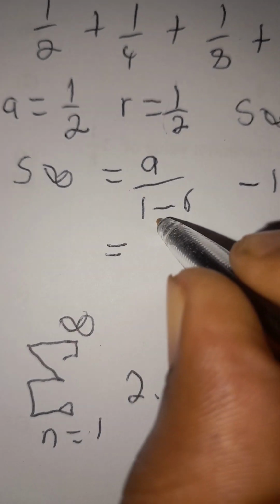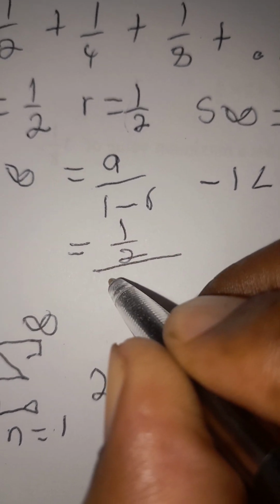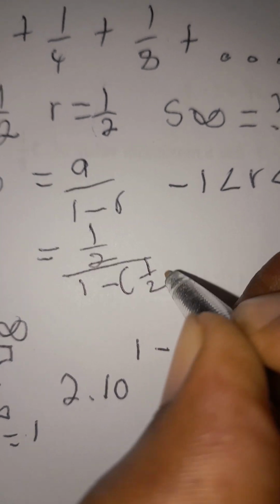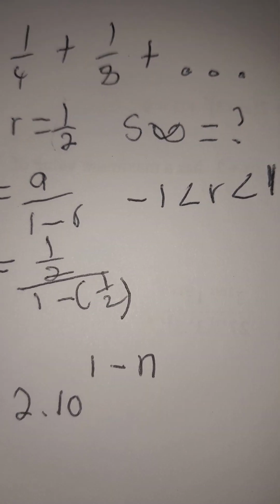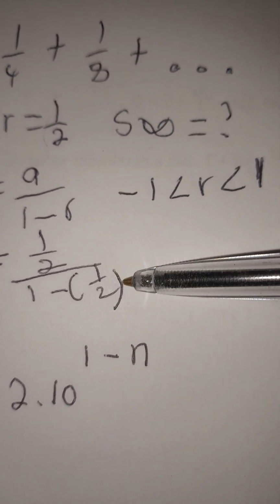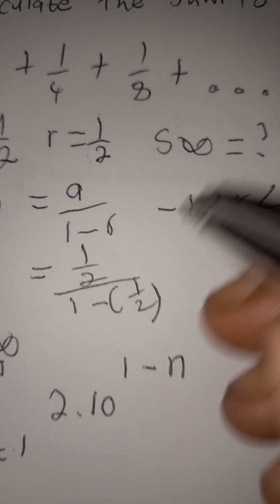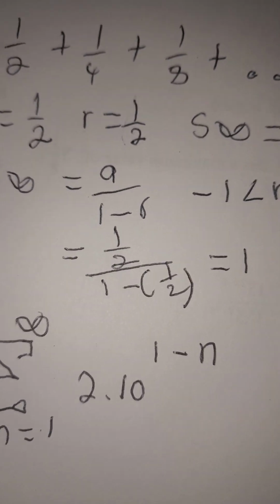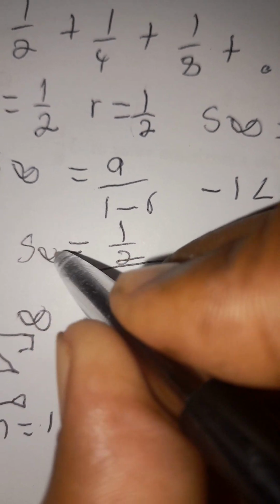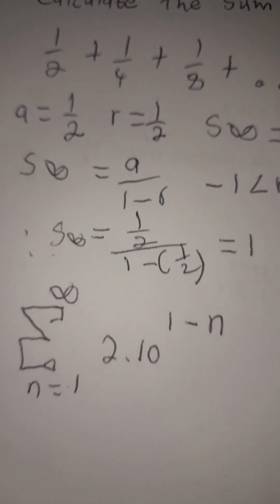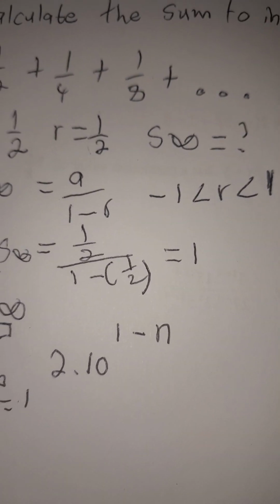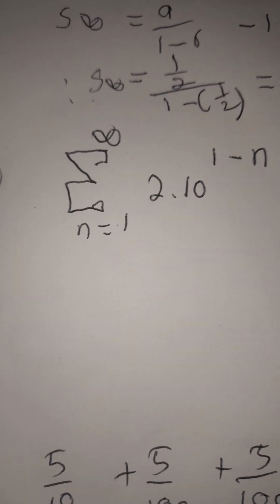Where there's a, we put half divided by 1 minus half. When you punch it into a calculator, you are going to get 1. So your sum to infinity is 1. Done with the first question, so it's quite easy to apply. Let's go to the second question.